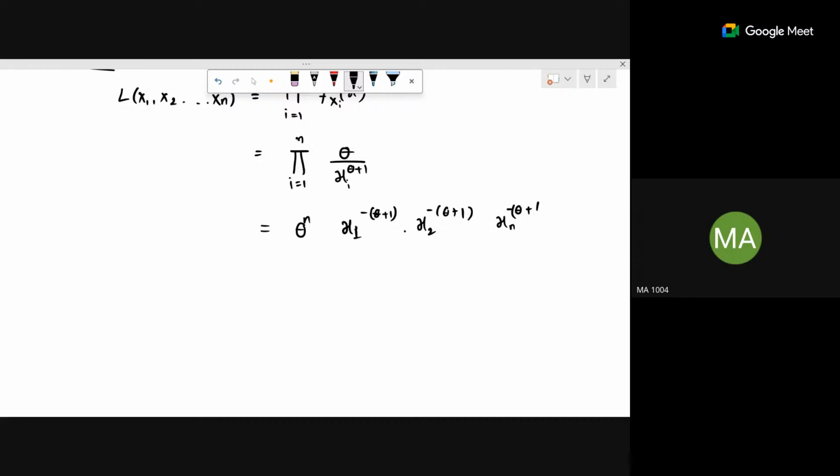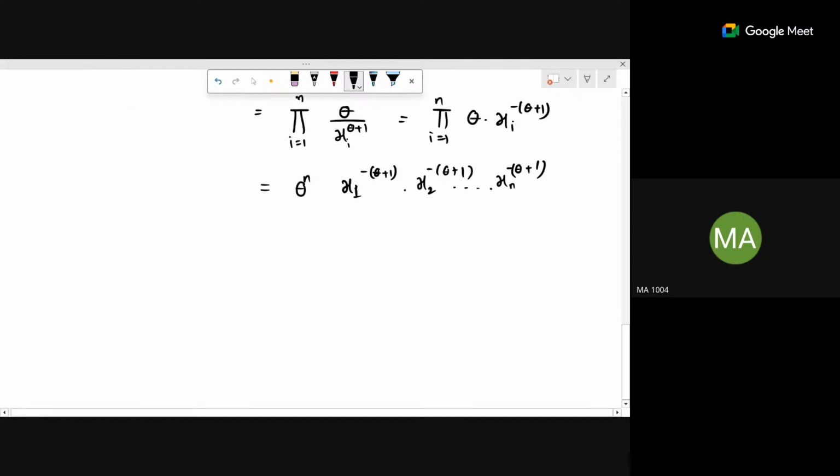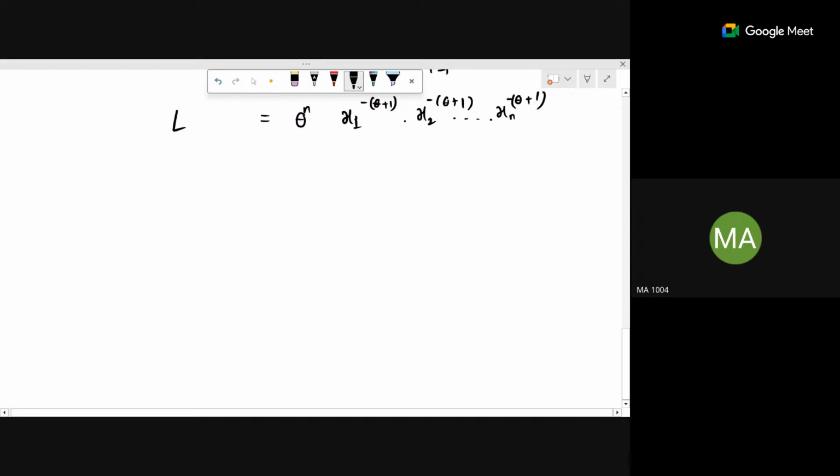Like that it is given there. Or it will be the product, i equal to 1 to n, of theta into xi raised to the power minus of theta plus 1. So we'll put all the i's there. Now you can't sum up all these powers, because the base is not the same. So what will be our next target? Differentiating this function with respect to theta will be more complicated.